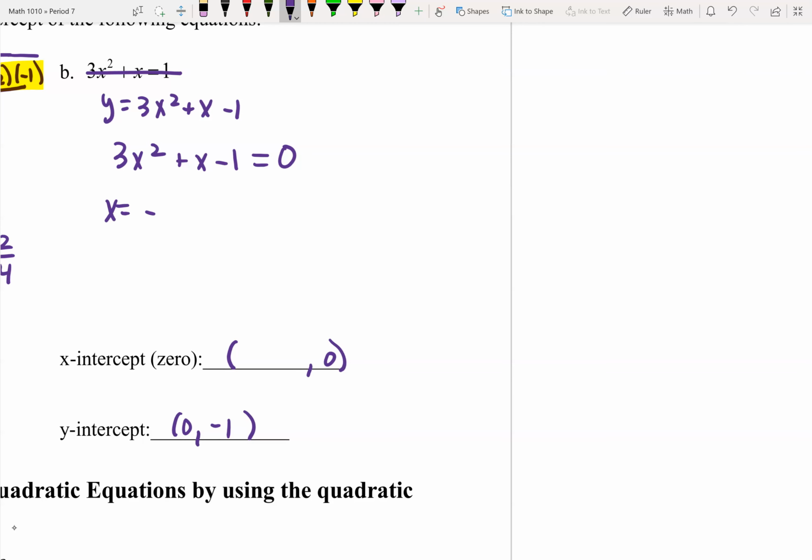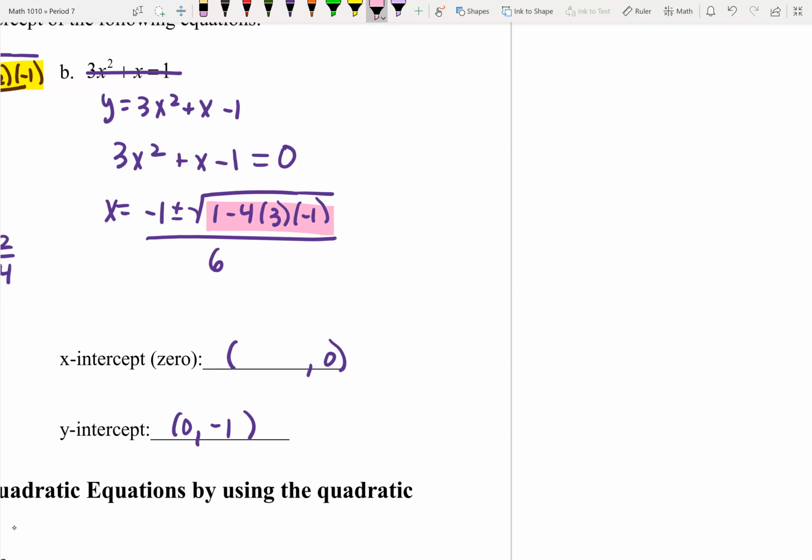So x equals -1 plus or minus the square root of 1 squared is 1 minus 4 times a, which is 3, times c, which is a -1, all over 2 times 3 is 6. Never write it in decimal form unless you have permission. How do you get permission? Instructions. It tells you. Did it tell you decimal? No. So I have no permission.